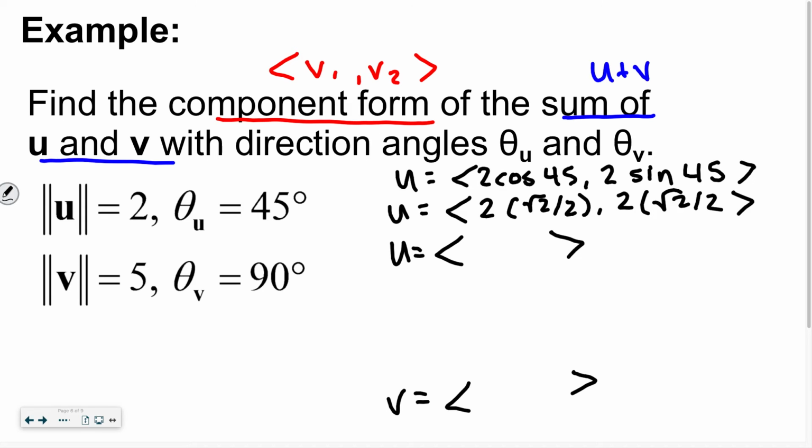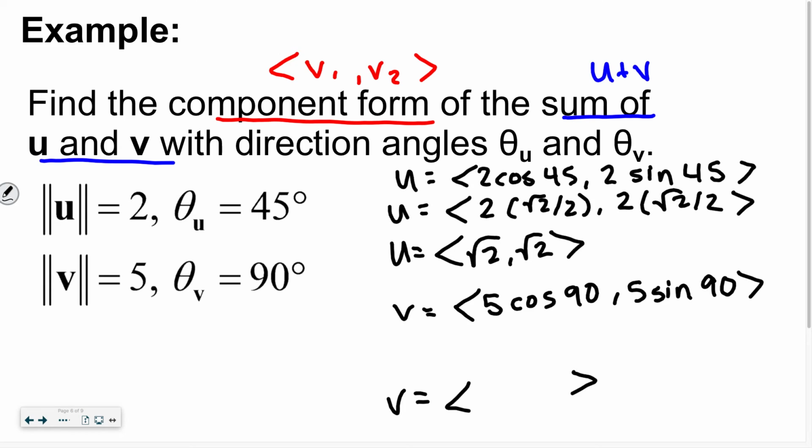Okay. When I plug this into my magnitude times cosine, magnitude times sine, and then I evaluate cosine and sine of 45 degrees, I'm going to end up with component form square root 2, square root 2 for u. And then for v, we just repeat the process with its values. You should end up with cosine is what? 0 and sine is 1. So 0, 5. So we're just breaking down the problem. Let's find the basic vectors u and v. And now it would be really easy for us to get the component form for the sum.